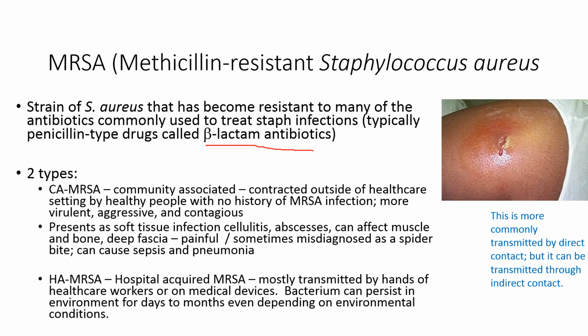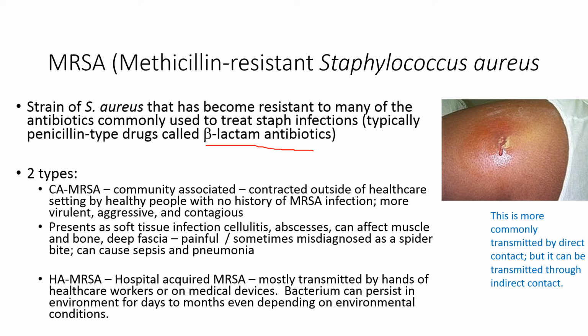Usually these are infections that are contracted outside of healthcare settings, and they're contracted by healthy people with no history of MRSA infection. You might have heard of people, for example, contracting MRSA at the gym. Typically, it's the community-associated MRSA that they've contracted. This particular type of MRSA is very virulent and aggressive and extremely contagious. You can become infected just by using the mat at the gym or equipment at the gym after someone who has an active infection has used that equipment.